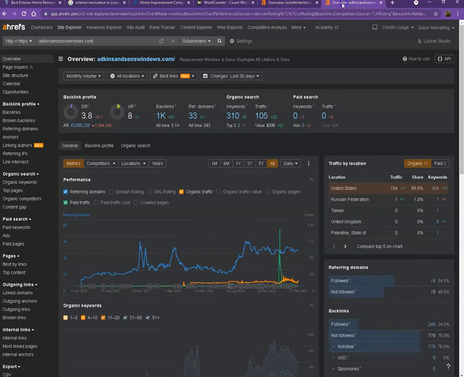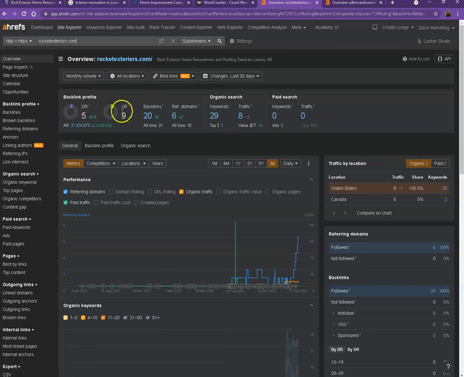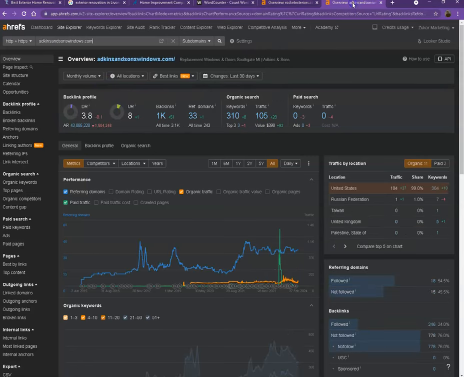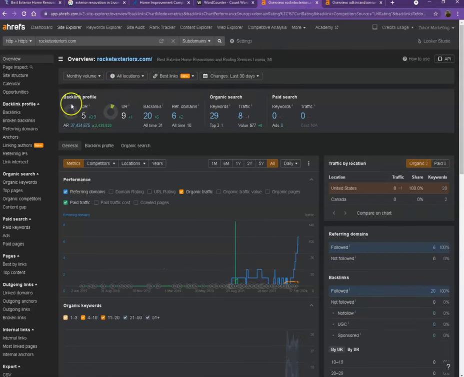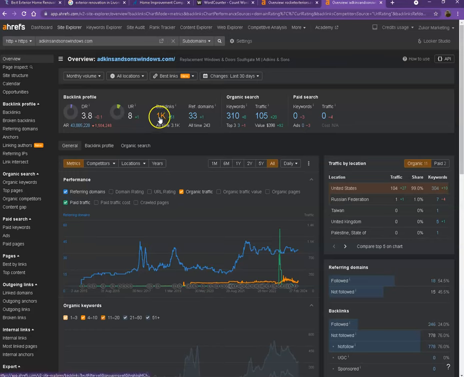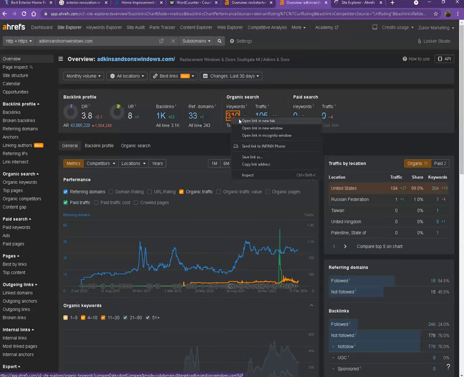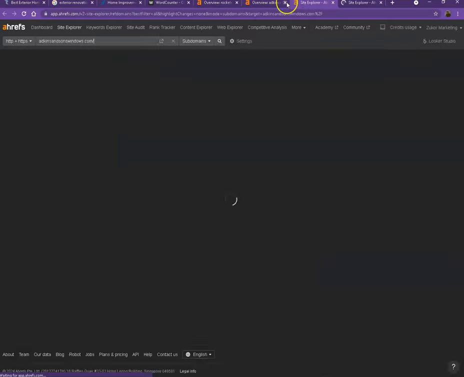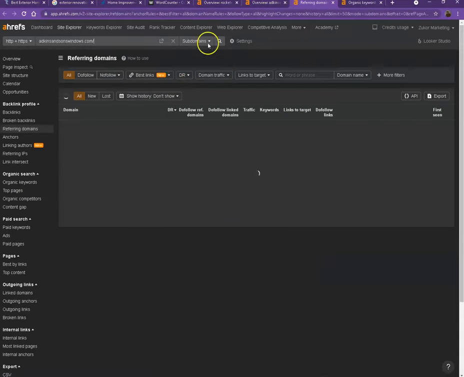Starting off with DR and UR, it actually shows that you have way higher numbers, which means that Google finds your website much more trustworthy and also stronger. However, their edge seems to be with the backlinks and keywords, which actually resulted in more traffic. So with that being said, let's talk more about backlinks and keywords, and let's discuss the importance of this too. Starting off with backlinks, or what we call the referring domains.